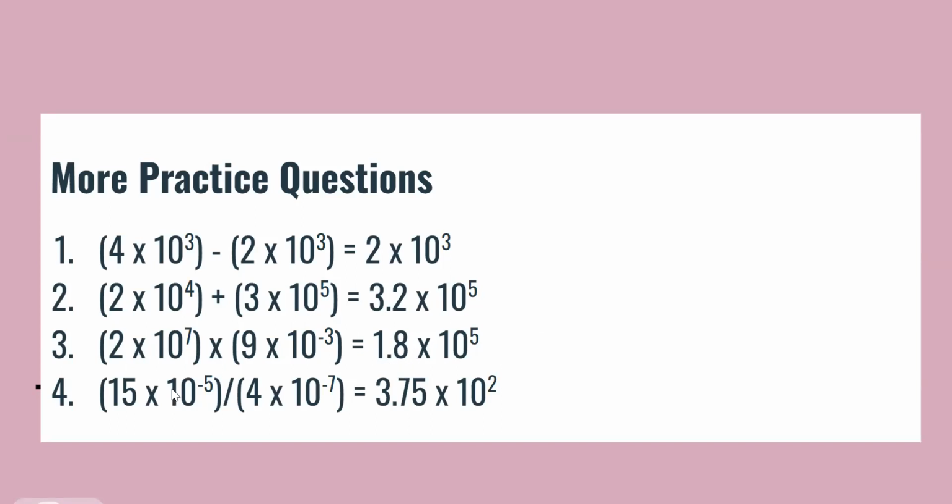And then for this one, you divide the coefficients, and then you subtract. This will be -5 minus -7. Okay, minus -7 will give positive. So hopefully you got it right.